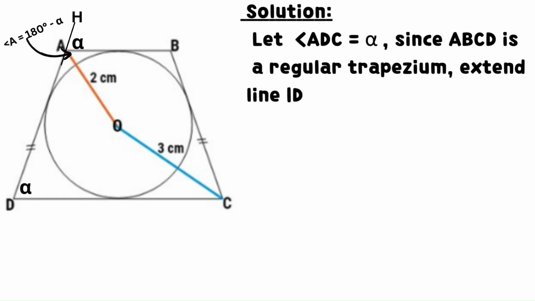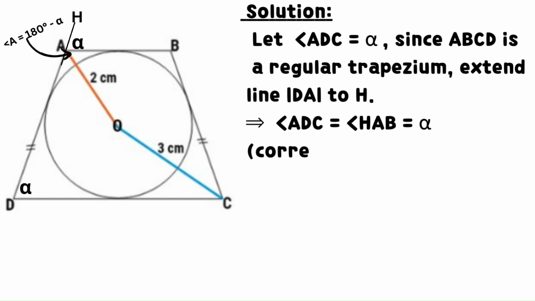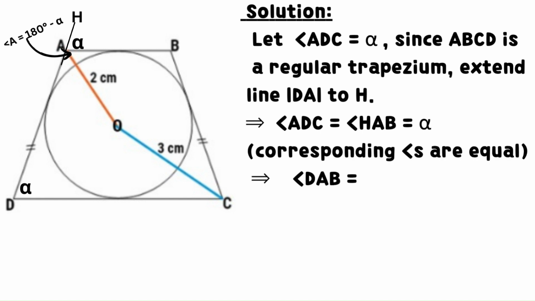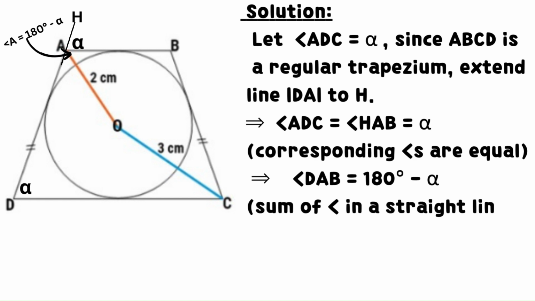Because ABCD is an isosceles trapezium, extend line DA to H. It implies that angle ADC equals angle HAB, which equals alpha. It is because corresponding angles are equal. Thus, angle DAB equals 180 degrees minus alpha. It is because the sum of angles in a straight line equals 180 degrees.